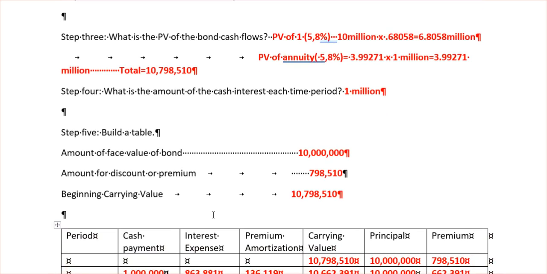So when we do our table, we are basically replicating the same standard table we've been doing. The only difference here is previously we reduced the carrying value by the amount of discount. In this column, you see we've replaced the word discount with premium. So the carrying value is the principal plus the premium in this instance.